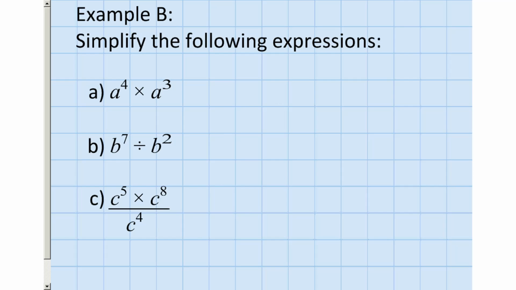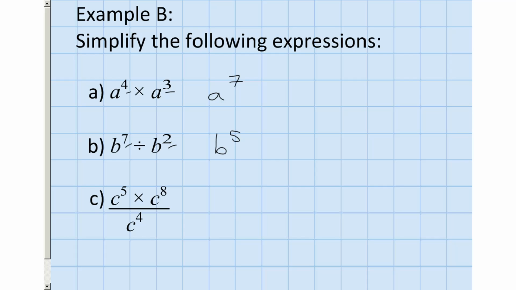Another example, a to the power of 4 times a to the power of 3. So this is using our index laws now. When we multiply, we add the powers. So this is a to the power of 4 plus 3, which is 7. Next one, b to the power of 7 divided by b to the power of 2. The rule, or the law, is when we divide, we subtract powers. So it's b to the power of 7 take 2. That's b to the power of 5.